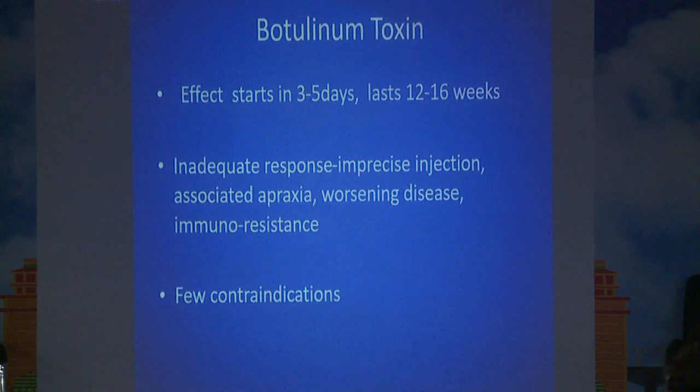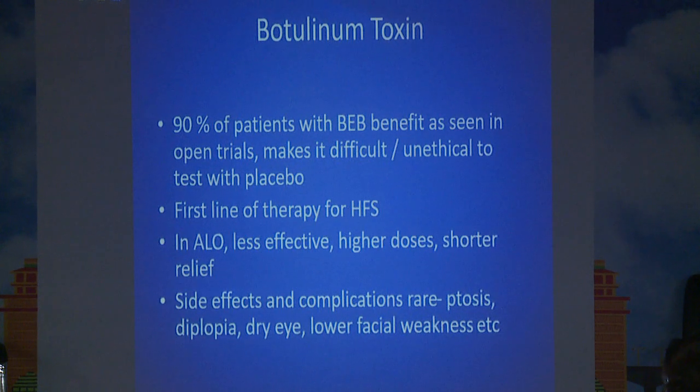Now we quickly come to botulinum toxin and a very quick overview of surgery. Botulinum toxin is magic for most of these patients. Effect starts in 3 to 5 days, lasts a few months. Inadequate response is seen with imprecise injection, wrongly done. Apraxic patients do poorly with Botox. Other causes are worsening disease and immune resistance, and there are only a few contraindications.